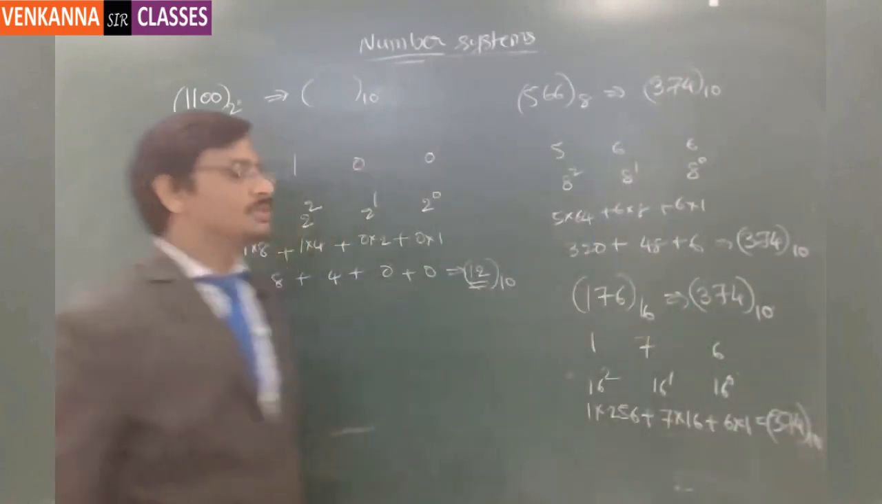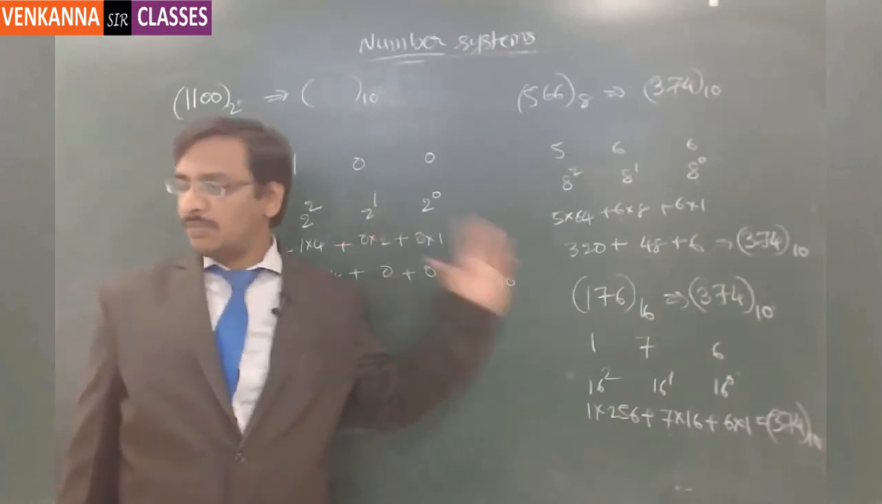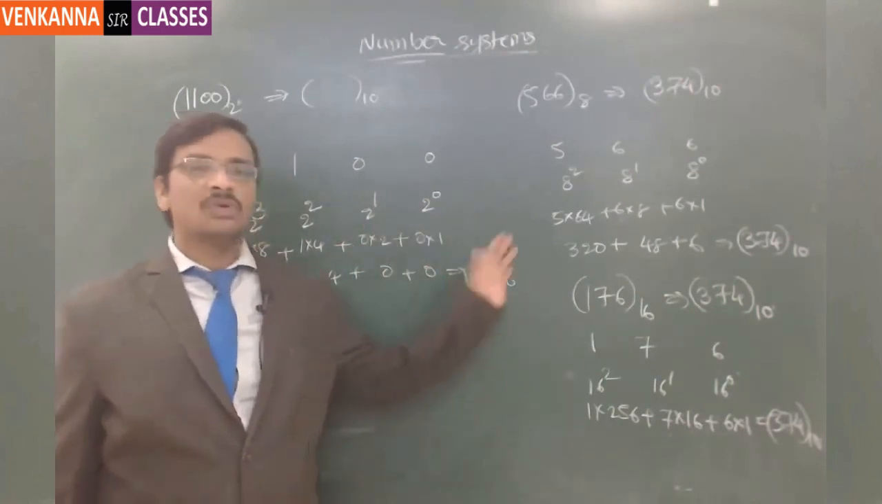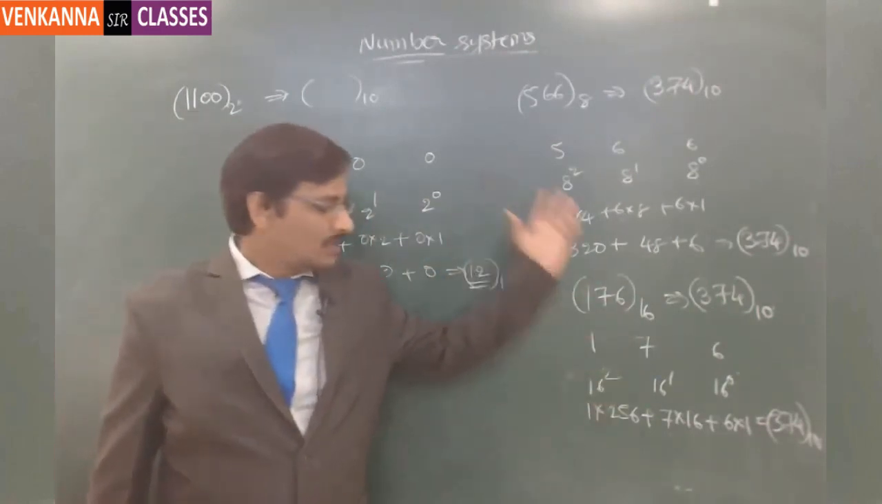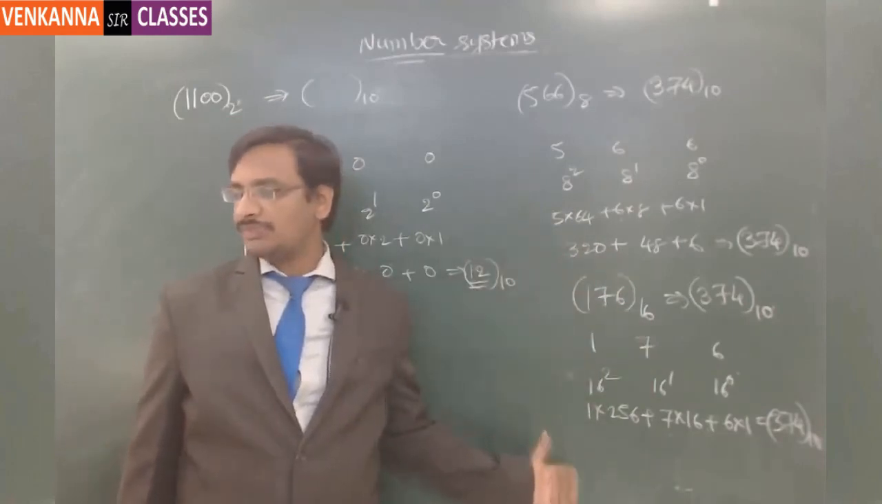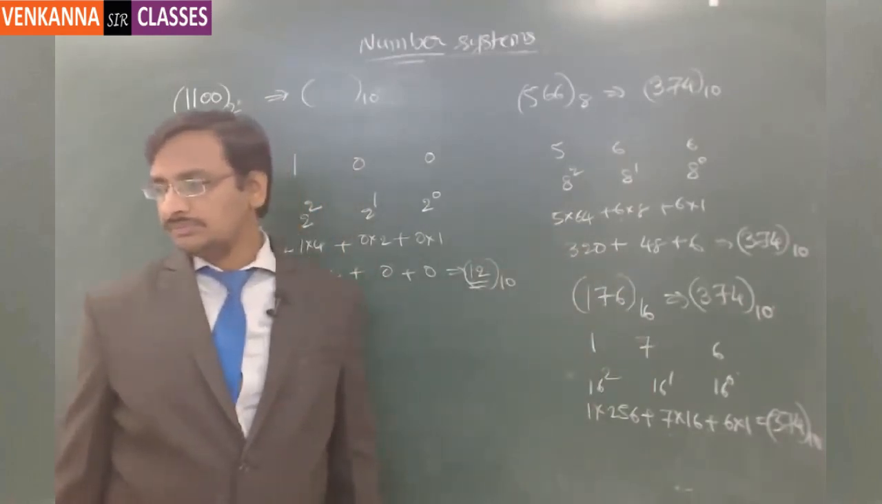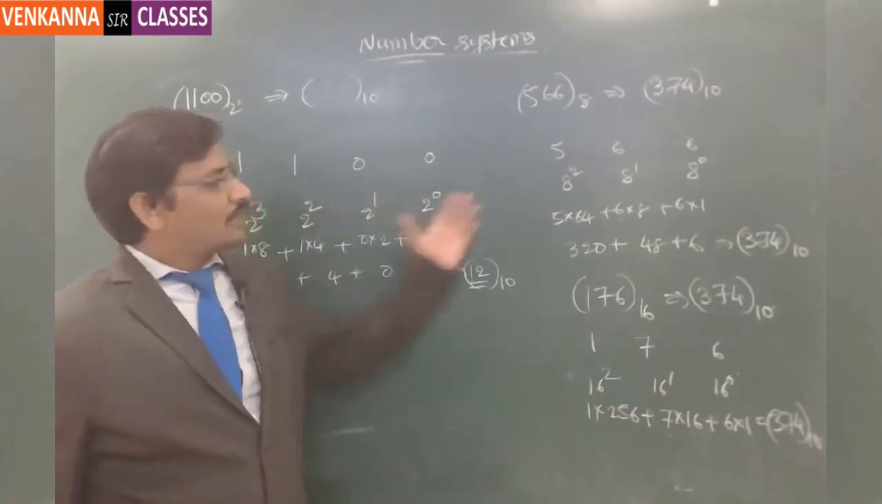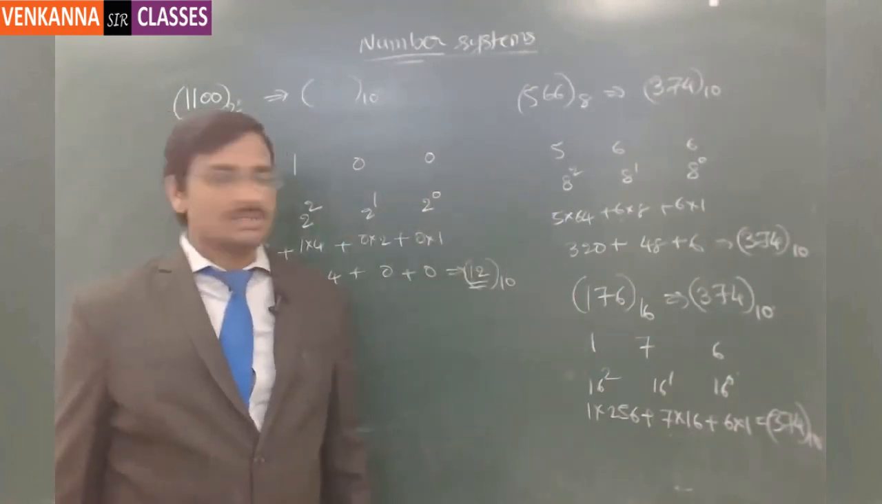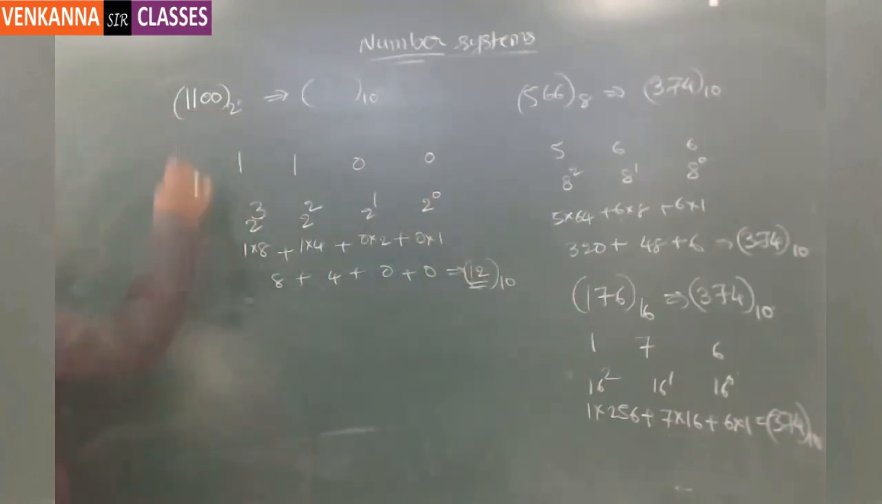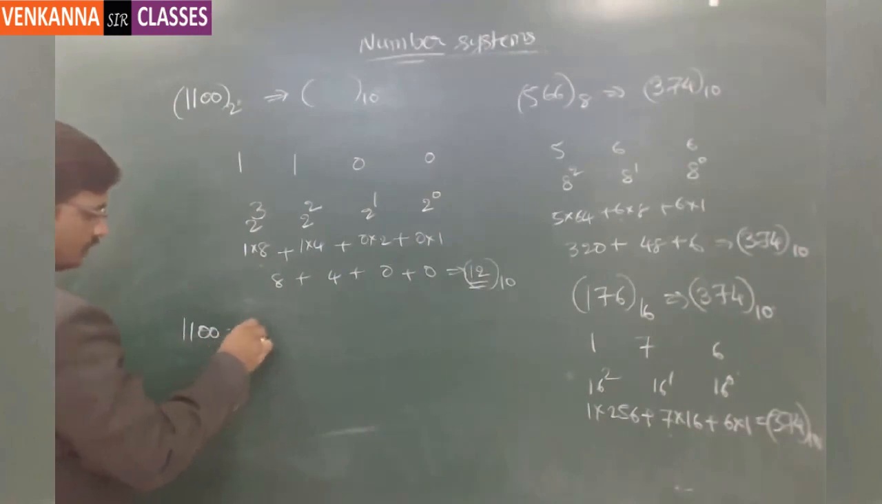Got it? So whatever the number system may be, you can convert it to the decimal number system with the help of this standard method. Got it? Now, as you are aware of writing into the decimal number system, let us see this one from the previous session. So 1100, and then let us say 1010.